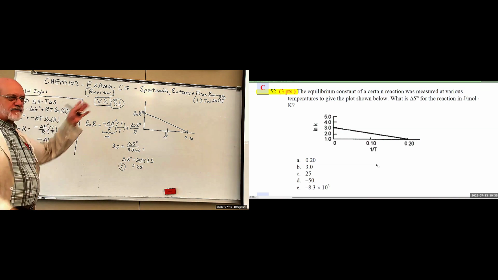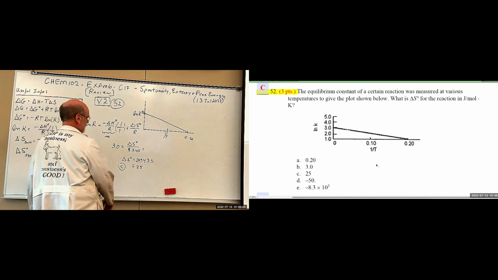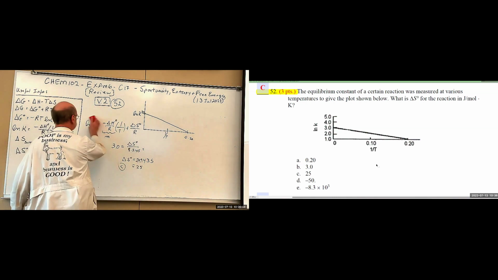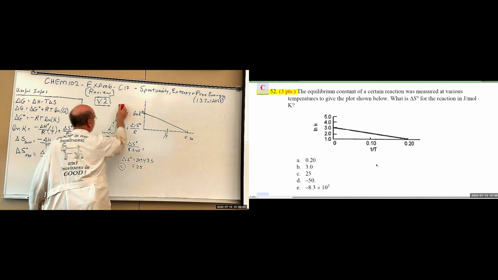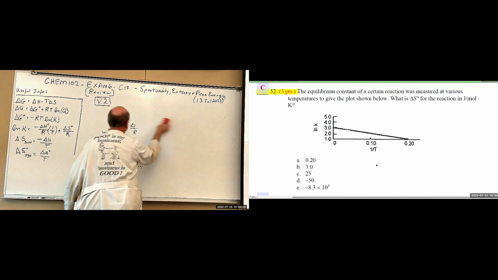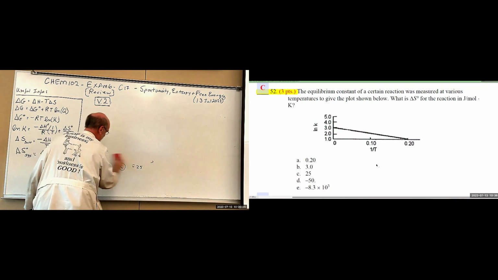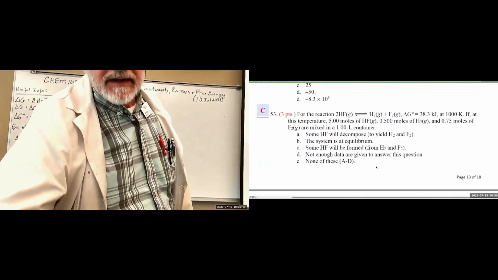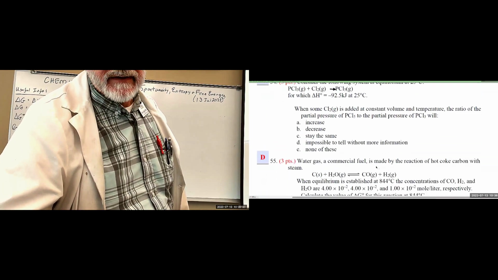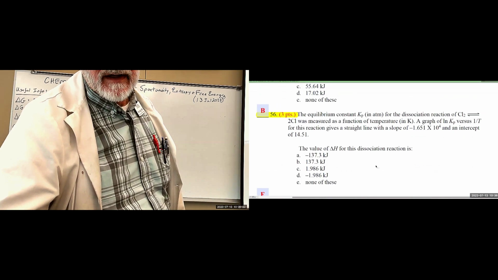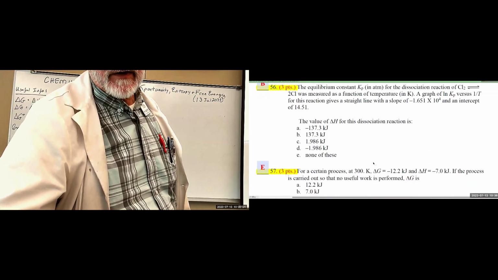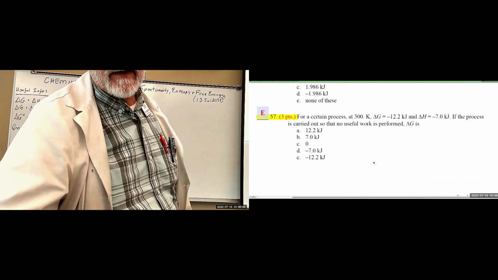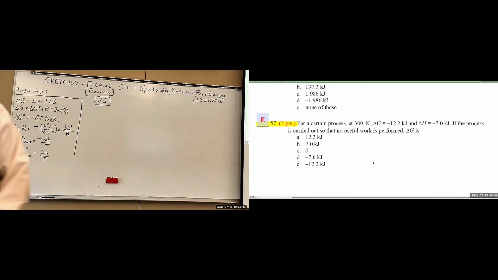Okay, that's graph interpretation. Right, 52 is the next one we've already done. Yes, I think we came to that one earlier, so we're going to go to 57 now. 57.